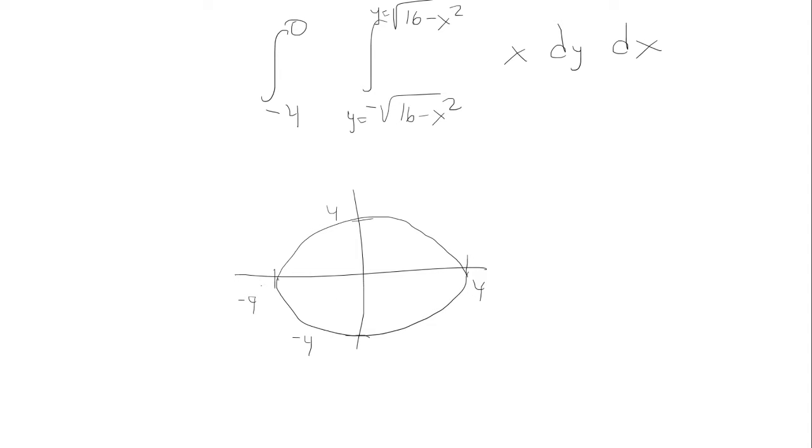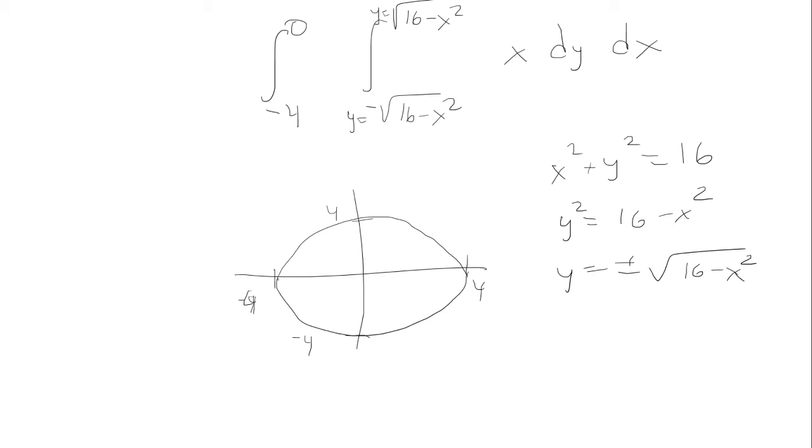Centered around the origin. And to convince you, you have x squared plus y squared equals 16 for the equation of a circle with radius 4, center 0, 0. So if we solve for y, we get y is plus or minus the square root of 16 minus x squared. Okay, but we have to limit the x from negative 4 to 0. So negative 4 to 0 is over here. So basically on the left side.